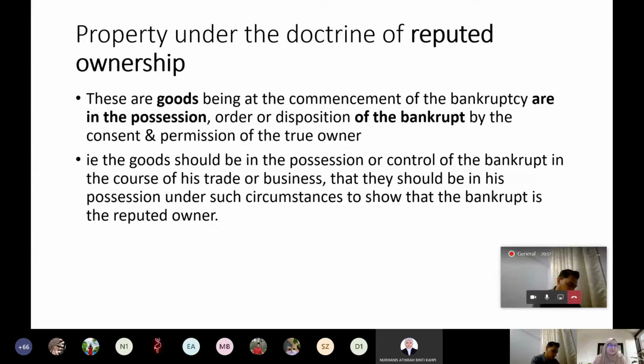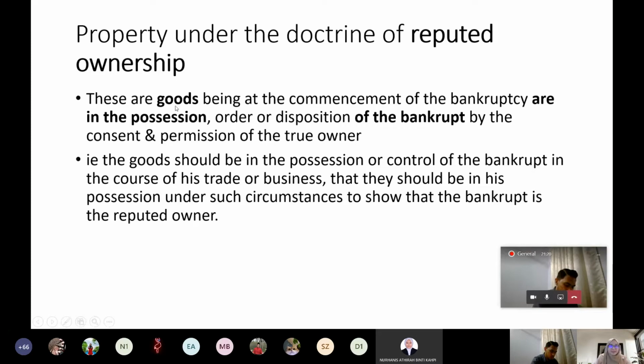Okay, generally under the law of bankruptcy, the property which is held by the bankrupt under reputed ownership is considered as vested to the DGI upon the commencement of bankruptcy. Okay, you got it? Kita tengok example after this, ya. Kita tengok yang ni, ya.